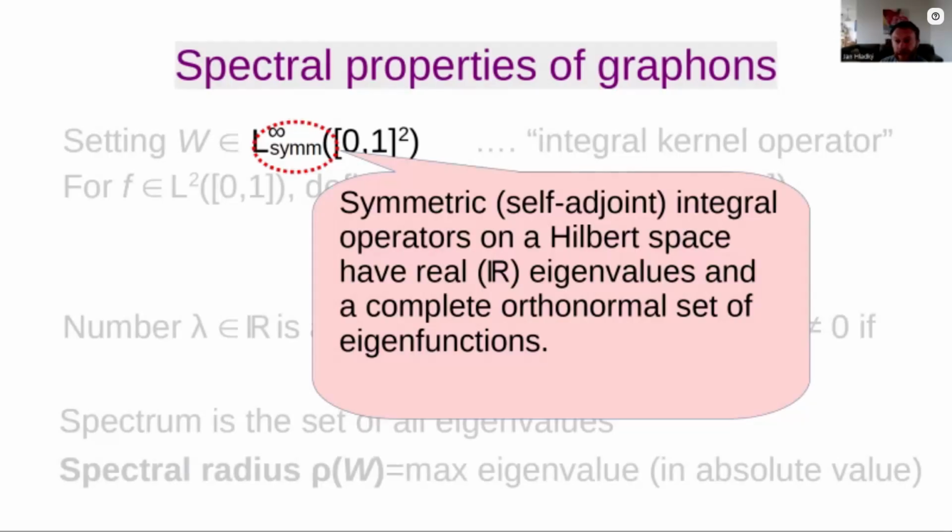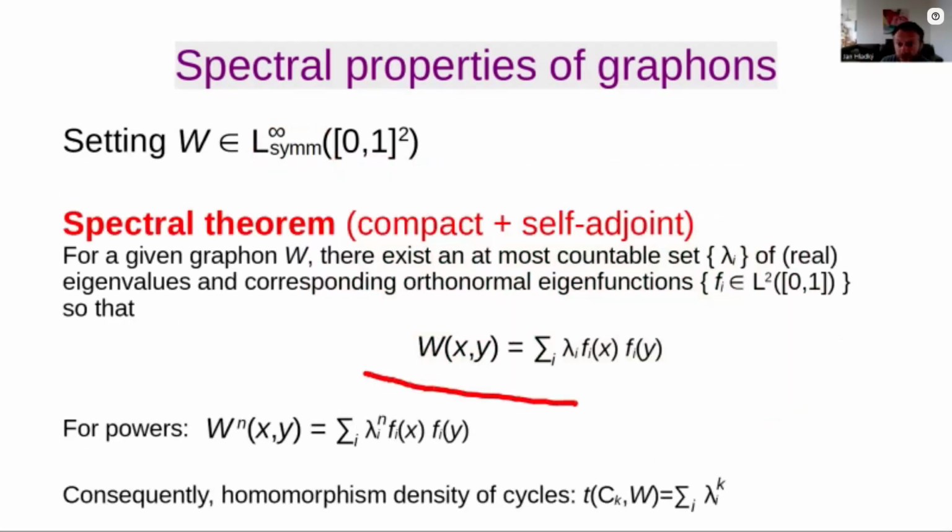And let me just recall that the assumption that a matrix is symmetric gives you an extremely strong spectral theory. In particular, all the eigenvalues are real, and corresponding eigenfunctions form a complete orthonormal set. The same holds for graphons, again, very crucially relying on the fact that the graphon is symmetric. So there exists an at most countable set of real eigenvalues. Actually, the only potential accumulation point of that set is 0. Those eigenvalues are bounded, and there are corresponding orthonormal eigenfunctions, so that you have this spectral decomposition. The W can be written as the sum of lambda_i times phi_i(x) times phi_i(y). Okay, and so that's what the spectral theorem tells you.